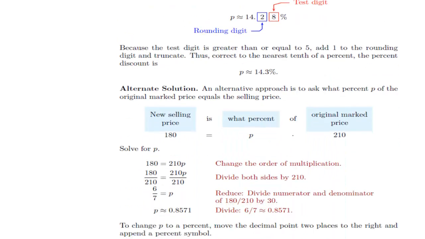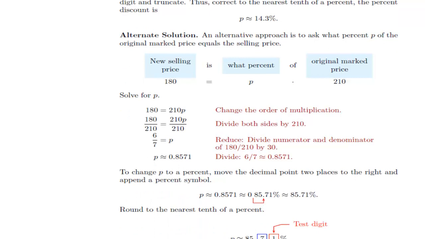Alternate solution. An alternative approach is to ask what percent P of the original mark price equals the selling price. The new selling price of 180 is equal to what percent P times the original mark price of 210. Solve for P. We have 180 equals 210 times P since we can change the order of multiplication. We'll divide both sides by 210 to get P by itself. On the right, 210 times P divided by 210 is P.